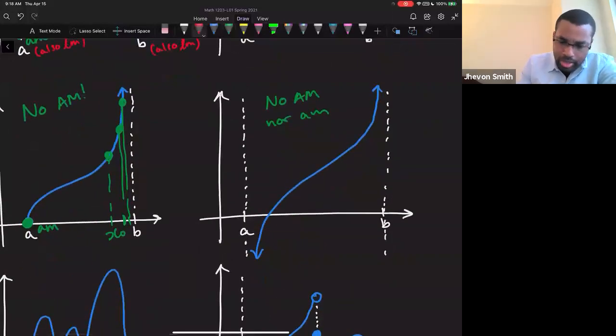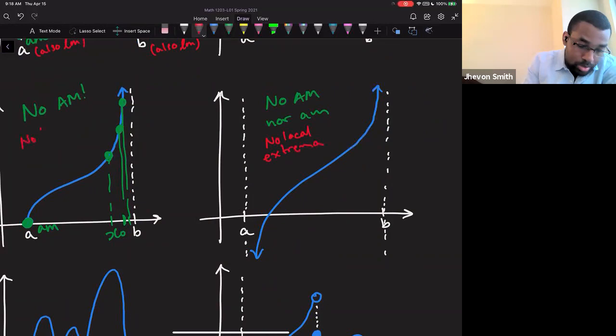You could also say there's no local extrema here, by the way. There's no local extrema. Here also, there's no local extrema. Well, there's a local min. No local max.